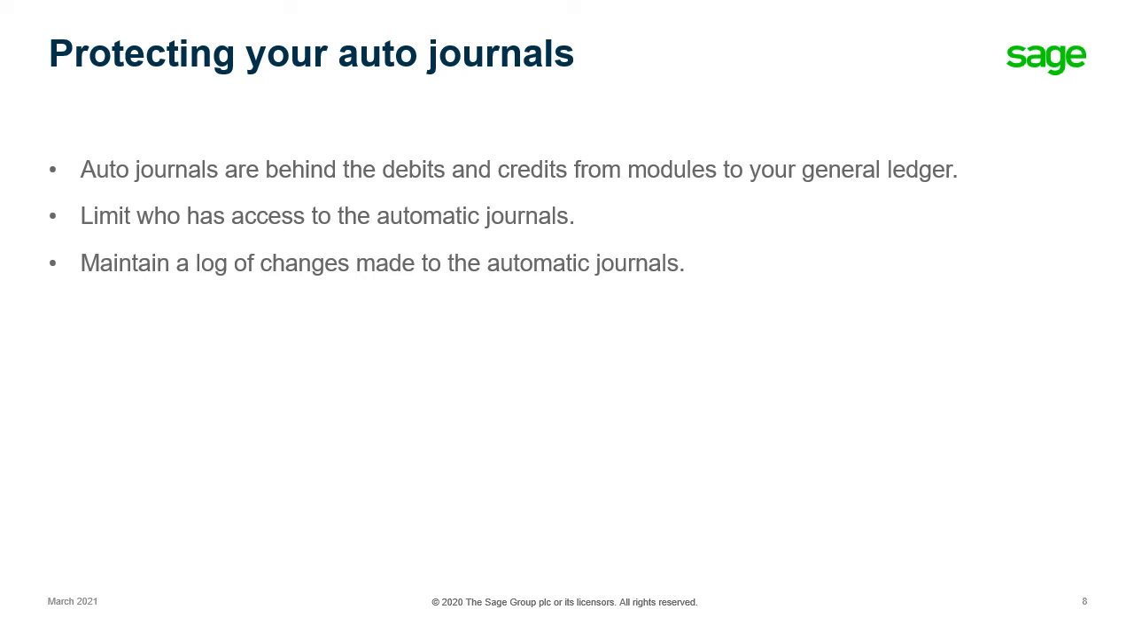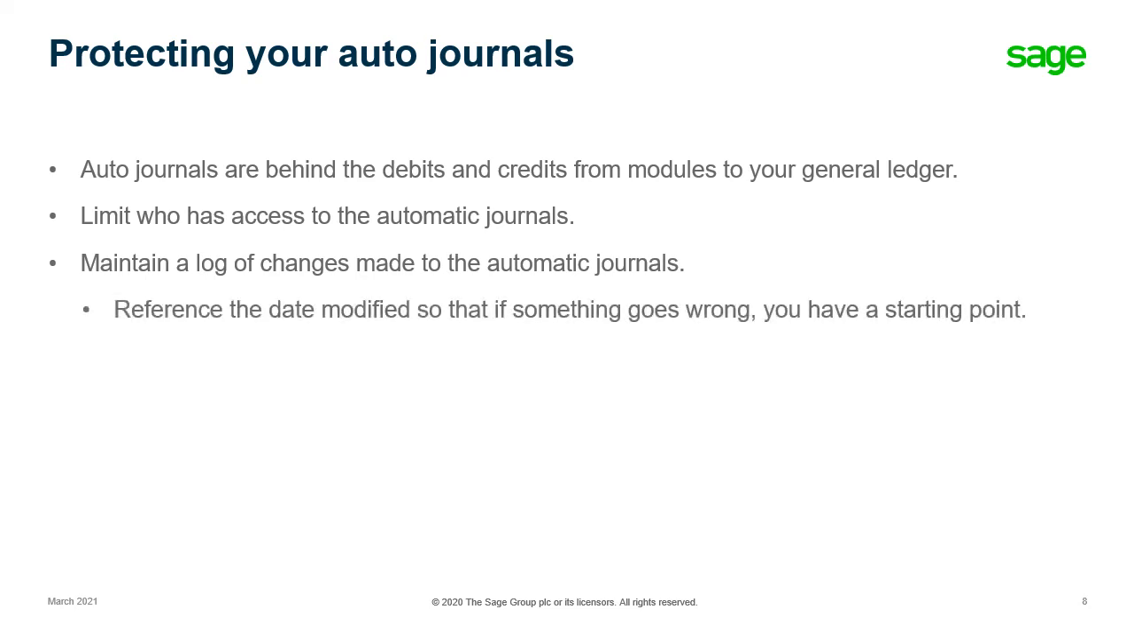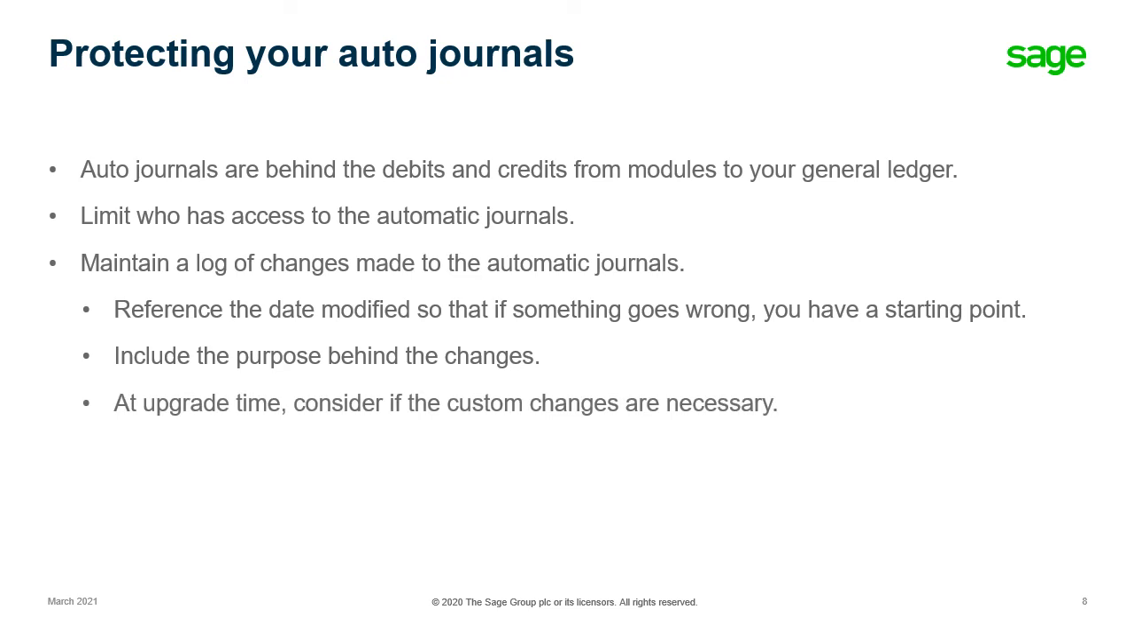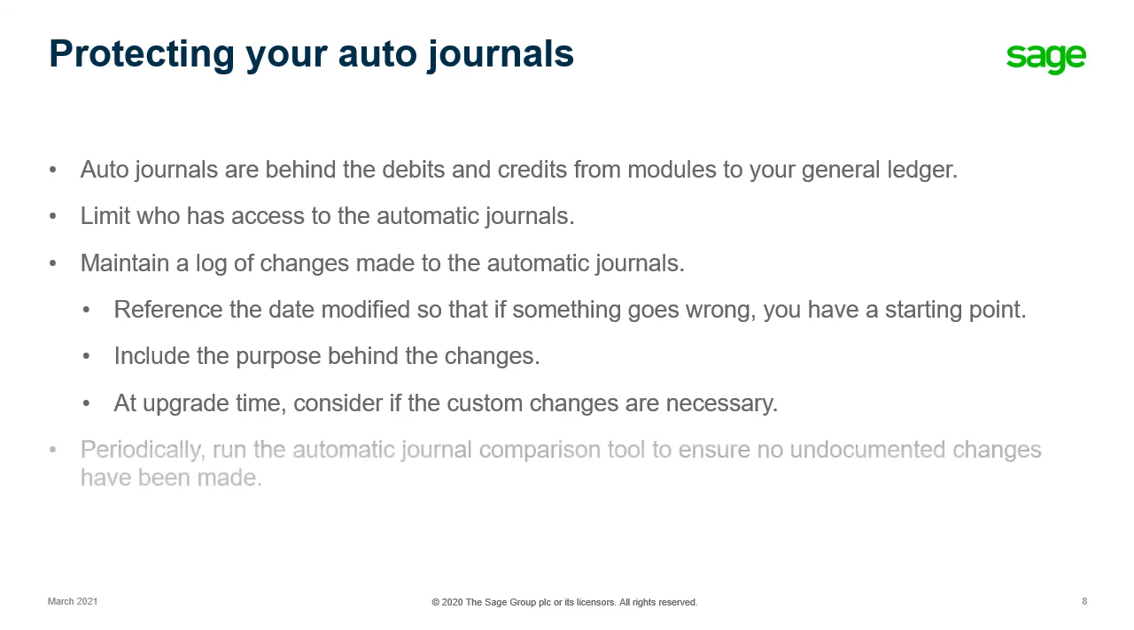Maintain a log of changes made to the automatic journals. Reference the date modified so that in that rare occasion something goes wrong, you have a starting point. And include the purpose behind the changes. At upgrade time, consider if the custom changes are still necessary. And periodically run the automatic journal comparison tool to ensure no undocumented changes have been made.